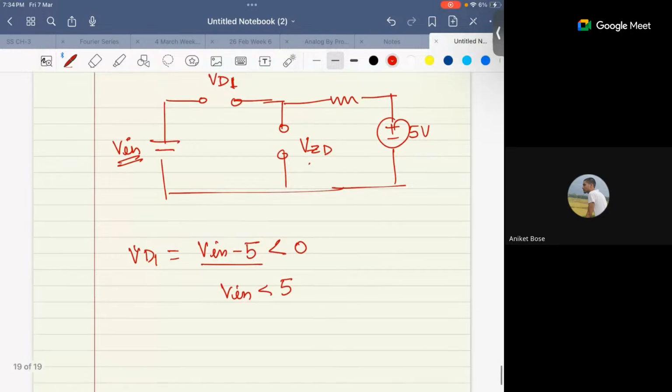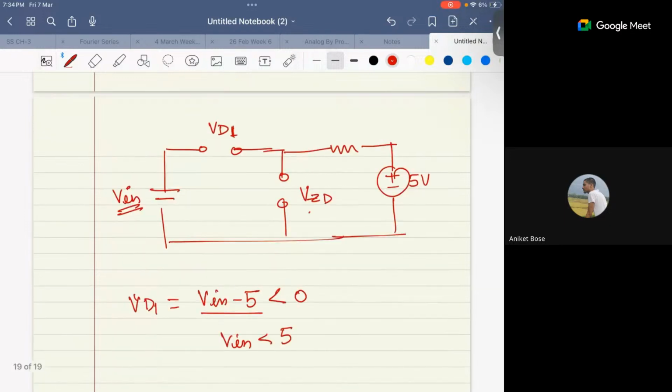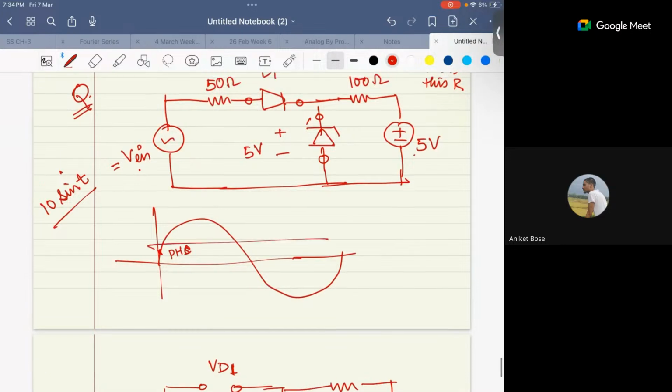Now, if it is working in reverse bias, the current is 0, right? What will be the power dissipation if the voltage is from 0 to 5 volt in the positive half cycle, what is the power dissipation in the 100 ohm resistance? 0. Correct?